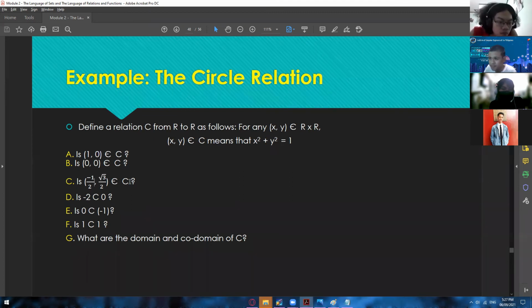Is this ordered pair an element of the circle relation? Or we could just say, is -2 in relationship with 0? So letter D is no. How about letter E? What is the answer in E? The correct answer is yes. What about letter F?